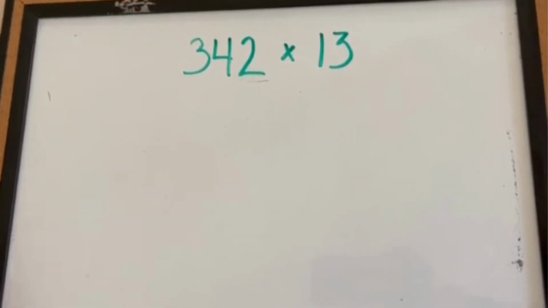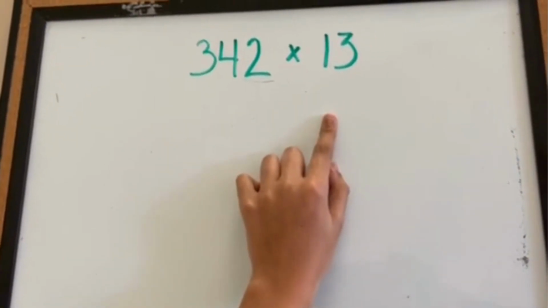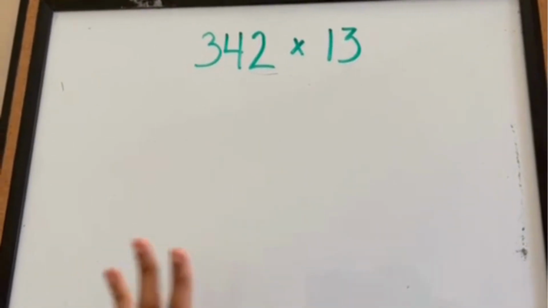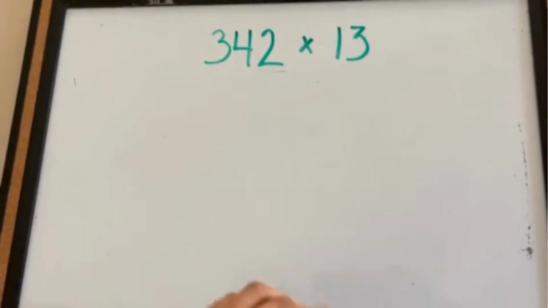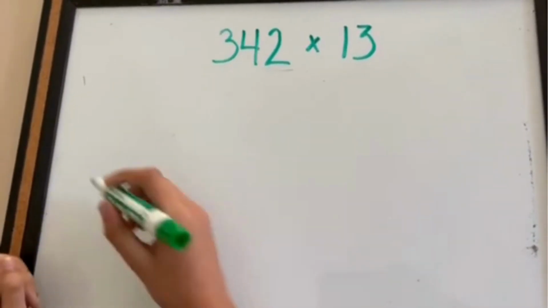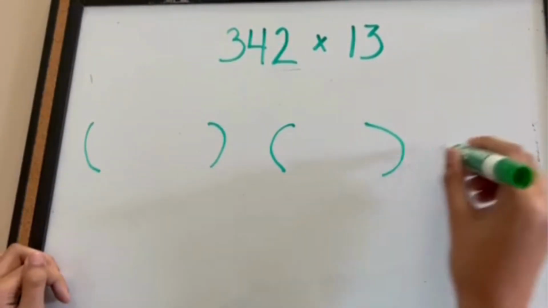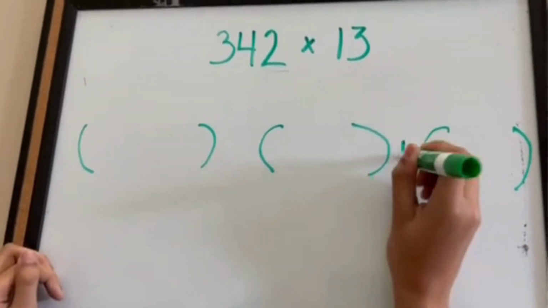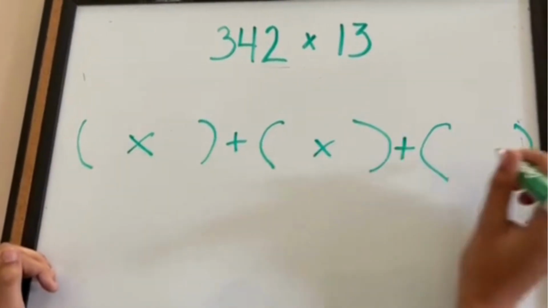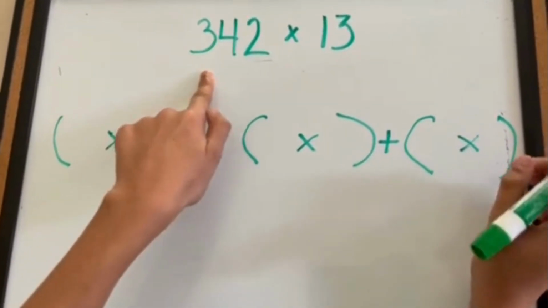But what if we have a 3-digit number times a 2-digit number? Well, this time, instead of making 2 parentheses, we're going to have to make 3 sets of parentheses because we're going to be decomposing the 3-digit number. So, let's set up our parentheses. We're still going to have addition signs in between each one, and we're still going to have a multiplication sign in each parenthesis. Let's decompose 342 now.